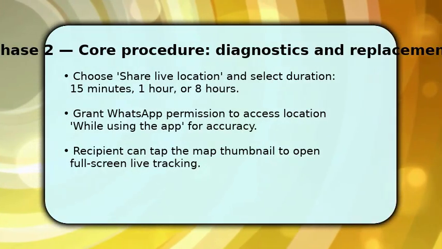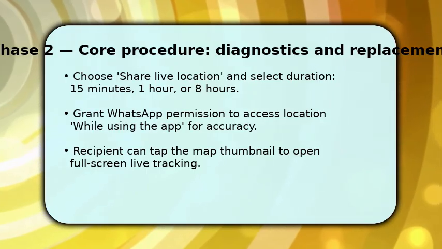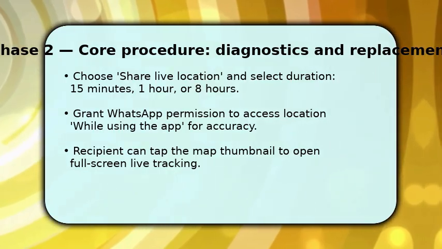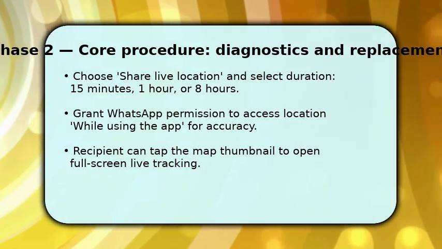Next, you select Share Live Location and pick how long you want updates to be active. Options are usually 15 minutes, 1 hour, or 8 hours. Make sure you grant WhatsApp location permission while using the app so the coordinates are accurate.